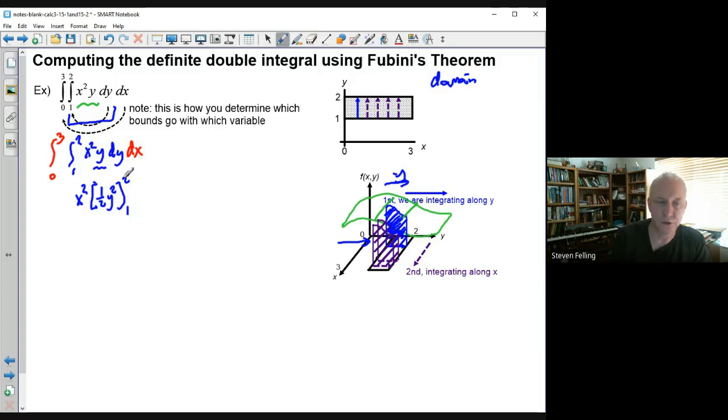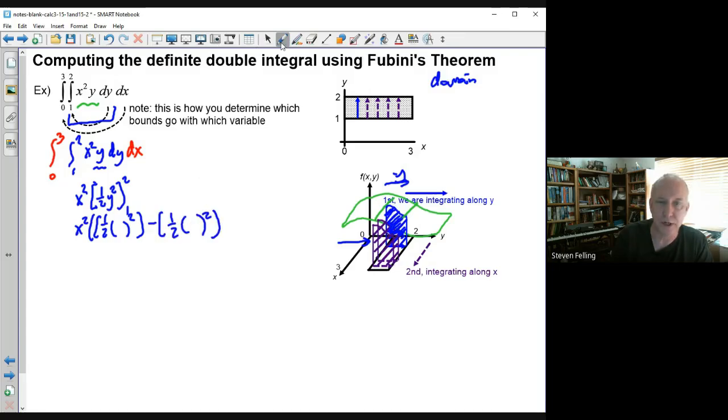Okay, so let's see, we've got x squared there. And then by the fundamental theorem, I can say that there are two copies of this: 1/2 something squared minus another copy, 1/2 something squared.